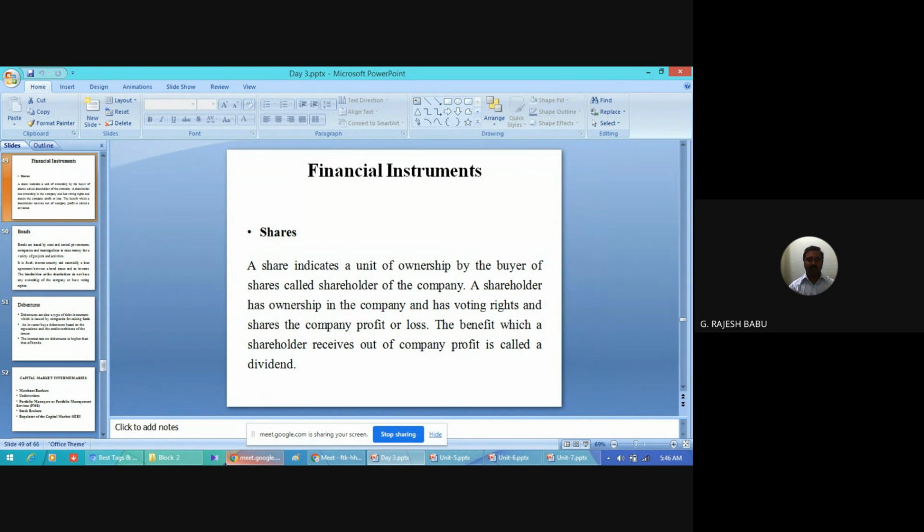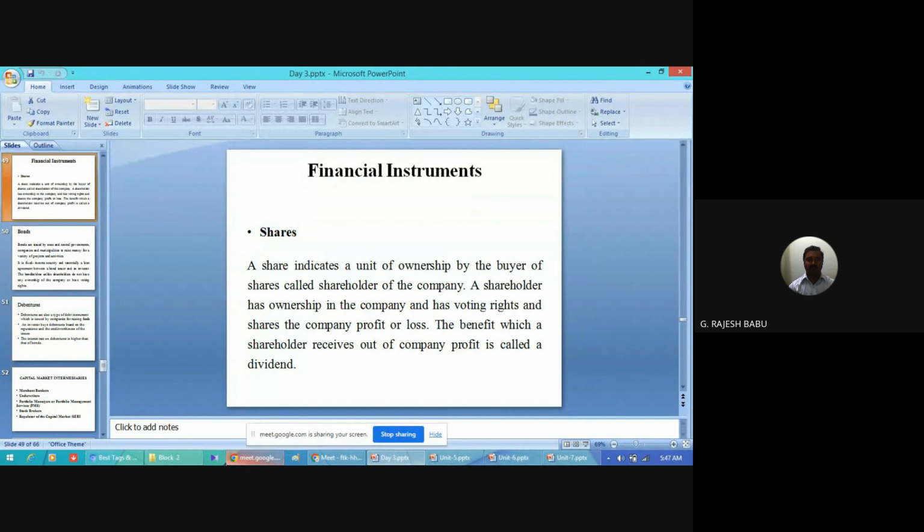the company. A shareholder has ownership in the company and has voting rights, and shares the company's profit or loss. The benefit which a shareholder receives out of the company's profit is called dividend.